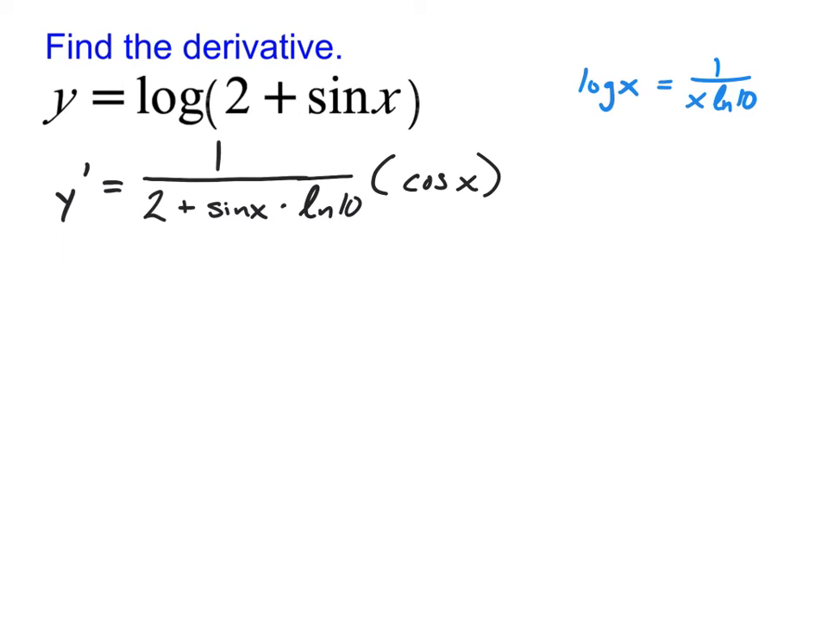Great, so is that one good now? I hope you're thinking not quite. Right now, this natural log is only being multiplied by the sine. But it's not supposed to be just times the sine. It's supposed to be times the entire thing. And so we need to have parentheses around the 2 plus sine x to show that the natural log is multiplying by that whole inner function.